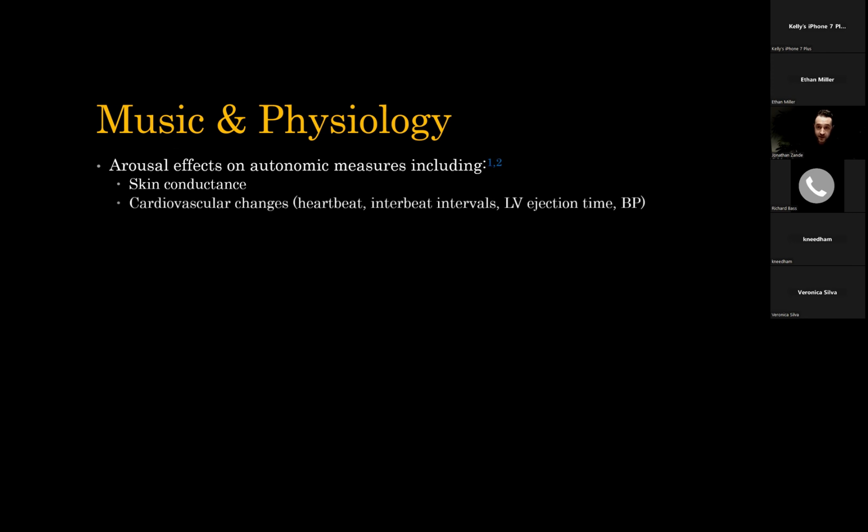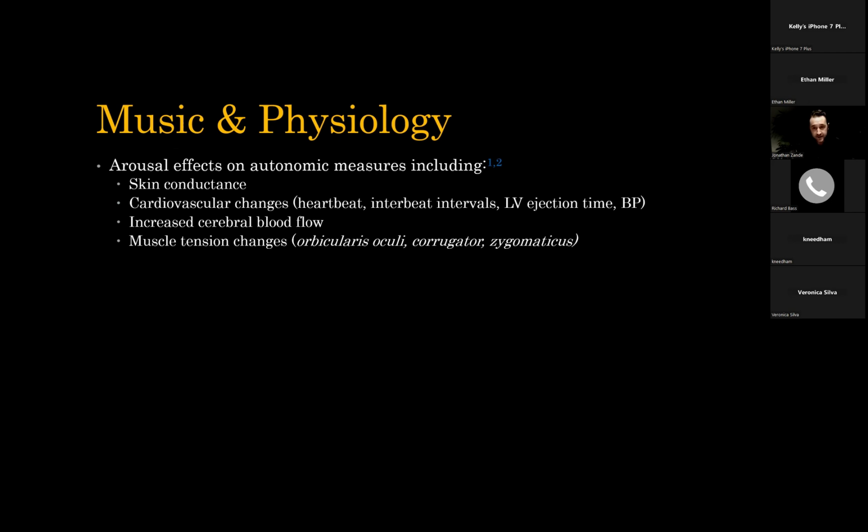So what are some of the effects of music on physiology? Well, arousal effects are very well known and documented. There can be changes upon hearing music of skin conductance, cardiovascular changes. Music can affect our heartbeat, the interval between our heartbeats, our left ventricular ejection time, or blood pressure. It can increase our cerebral blood flow. It can cause us to feel tense, and in fact, tense up some of the muscles in our eyes and in our face. It can increase our metabolism. It can enhance our perception of special senses, sight and taste and sound. It can even exaggerate our knee jerks, believe it or not.